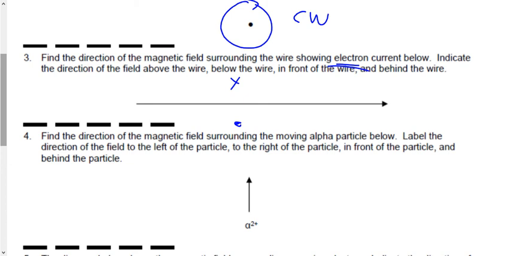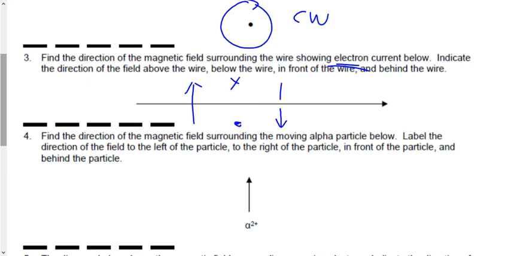In front of the wire, my fingers would point towards the top of the page. Don't say up. Okay, right now, with my frame of reference, it's up. But with your horizontal page, it's not up, right? It's towards the top of the page. And behind the wire, my fingers are pointing towards the bottom of the page. So it would look like something like this with the notation that we're using.